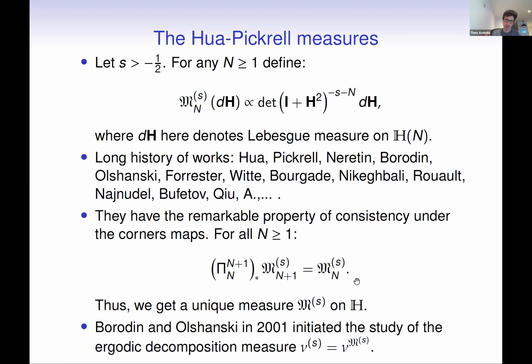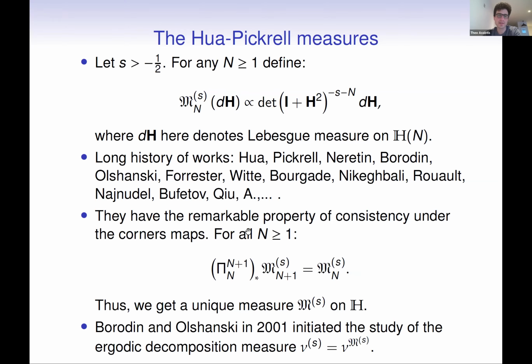the last row and the last column. You cut that thing, you get the corner, and you get back the measure with n here instead. It's the same parameter s, and somehow z drops by 1. And then by Kolmogorov's extension theorem, you can define a unique probability measure on H. And this is our measure of interest.